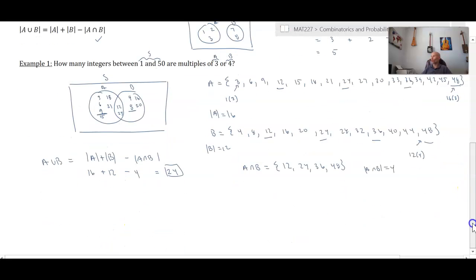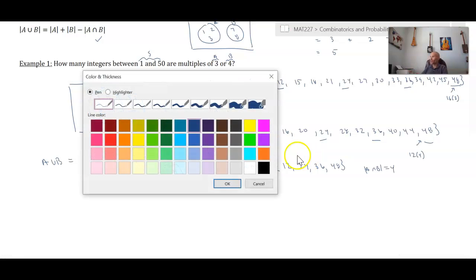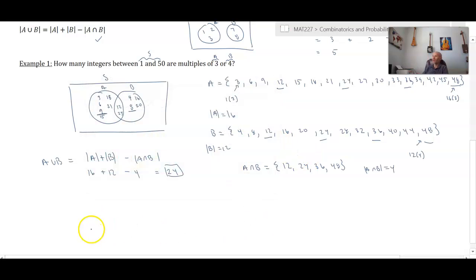Now, as just one extension of this, what happens if we have 3 sets?